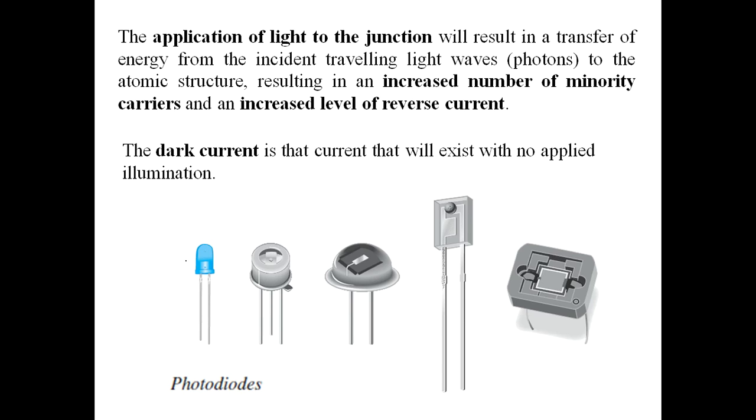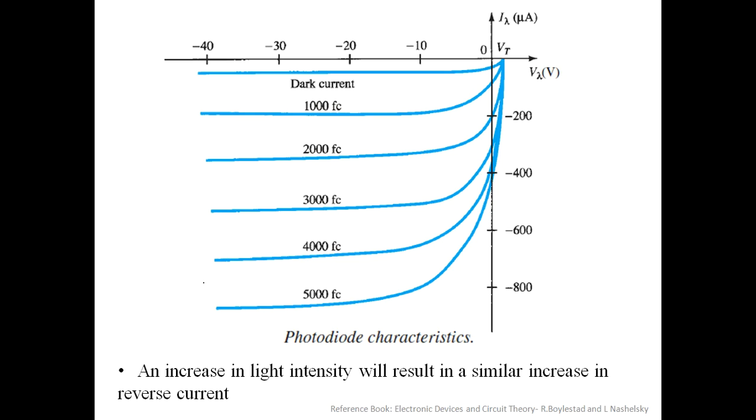Normally, see, these are the different varieties of photodiodes that are available commercially. Okay, different manufacturers, they manufacture it in a different way. The casings and all are different, but the point is here the application of light to the junction will result in a transfer of energy from the incident traveling light waves, that's the photons, to the atomic structure. This results in an increased number of minority carriers and increased level of reverse current. Then how does that current look like if I graphically plot it? Okay, let us just look.